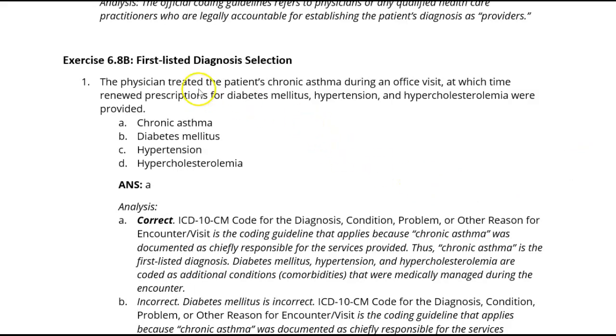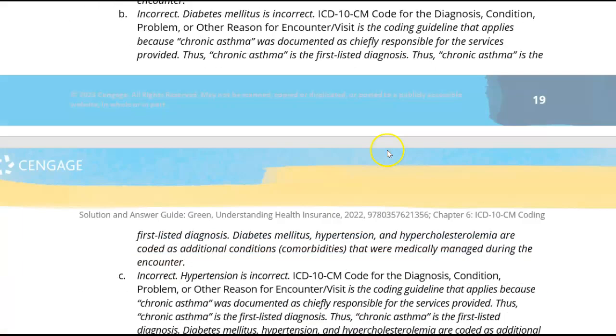Let's go ahead and look at this. The physician treated the patient's chronic asthma during an office visit. At that time, they renewed the prescription for diabetes, hypertension, high cholesterol were provided. Okay, so what is the first listed diagnosis? It should be the asthma because that is why they came in for that office visit. Yes, they had the rest checked, but again, they came in because of their asthma.